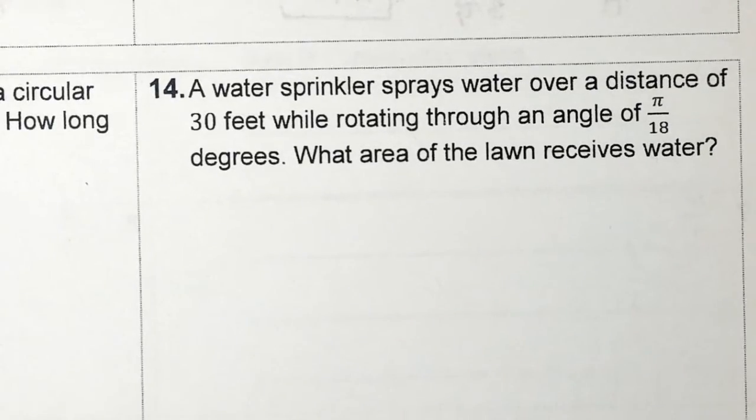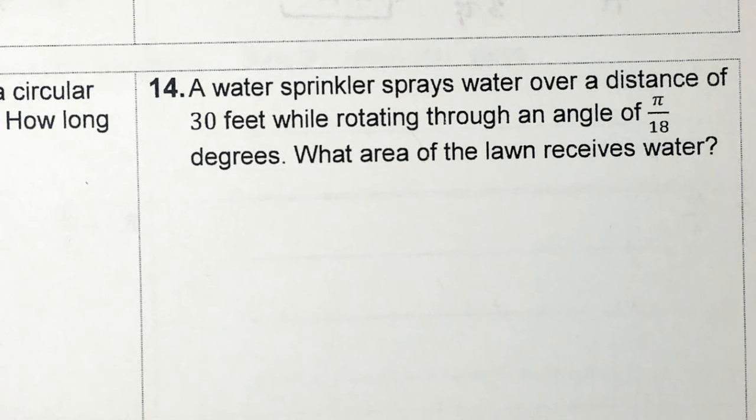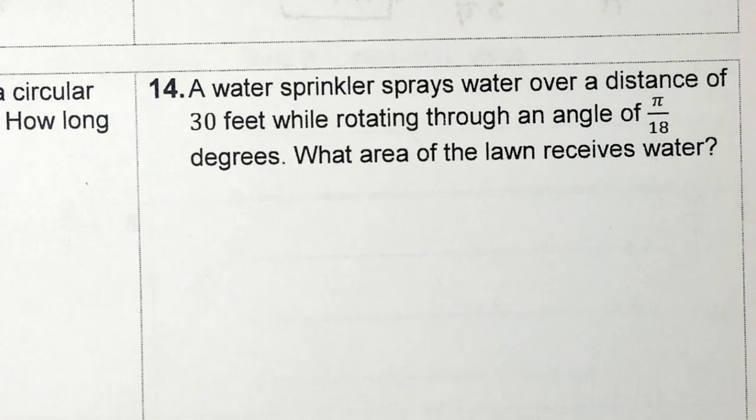Let's see number 14. It says a water sprinkler sprays water over a distance of 30 feet, rotating through an angle of pi over 18 degrees. What area of the lawn receives water? Let's see, which formula am I using? Say it again. I don't know what that is. Say it one more time.